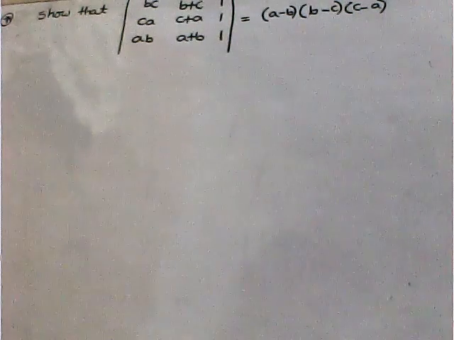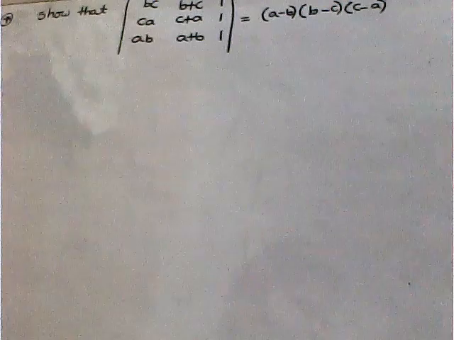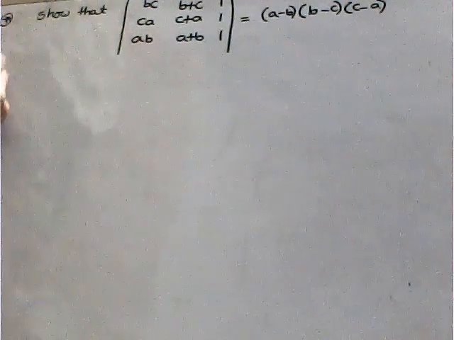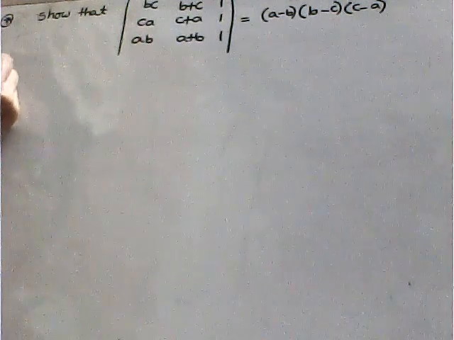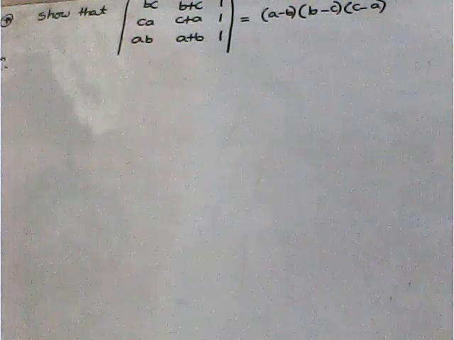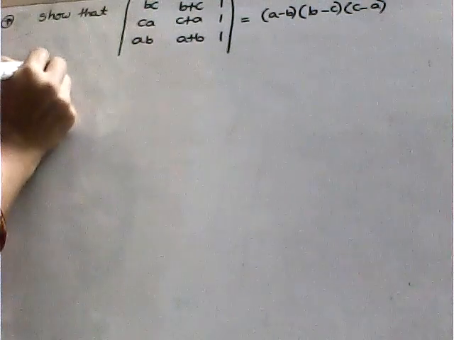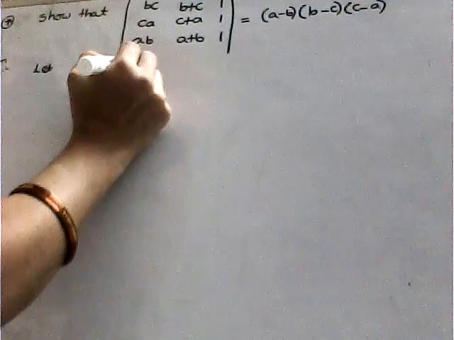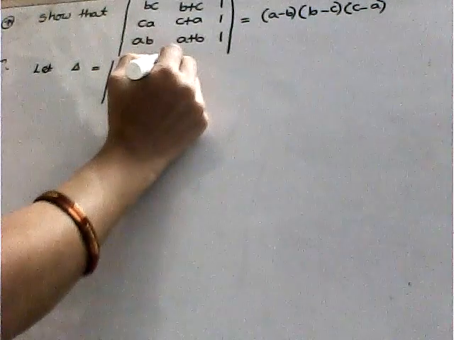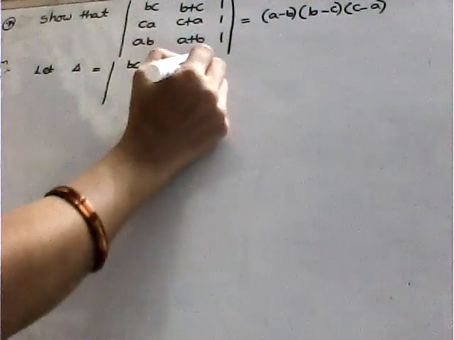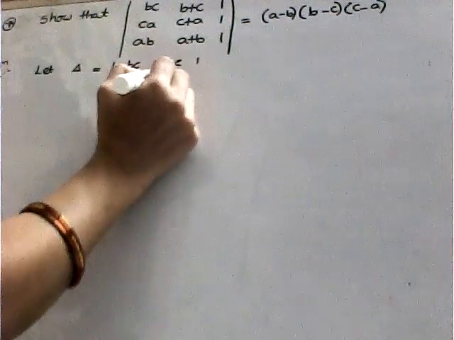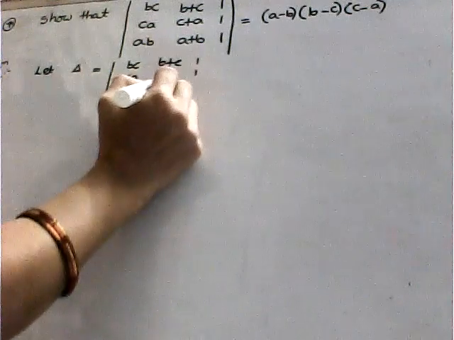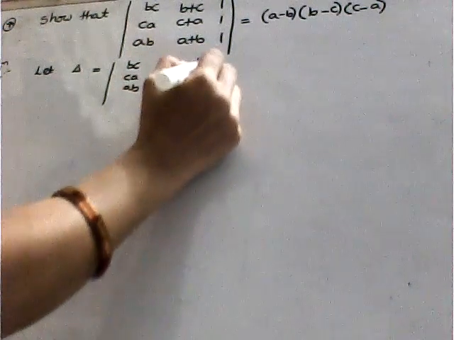Now we are solving this problem. First we take the determinant. Let delta equal the determinant with rows: BC, B plus C, 1; CA, C plus A, 1; AB, A plus B, 1.